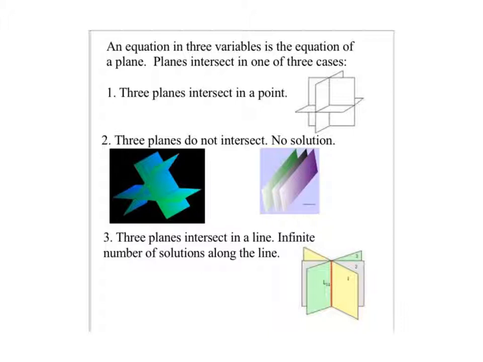The equation of three variables is the equation of a plane, all right? And planes, just like lines, we talked about lines can be parallel, no solution. Lines can intersect in a point, that's one solution. Or lines can just be the same line, and then that's infinite solutions along that line. So those were the three possibilities if you had linear equations.